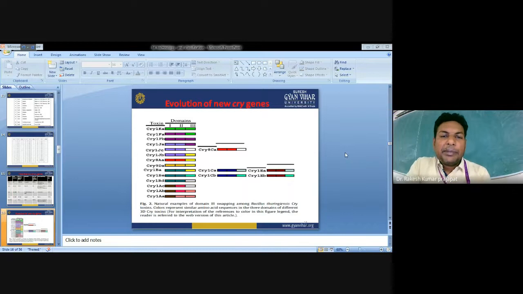So this picture represents the evolution of new cry genes, how new cry genes evolve by rearrangement between the different classes of the domains. We know very well that Cry proteins have three different domains, domain 1, 2, and 3. Through rearrangement between those different classes of Cry proteins, new cry genes evolve.